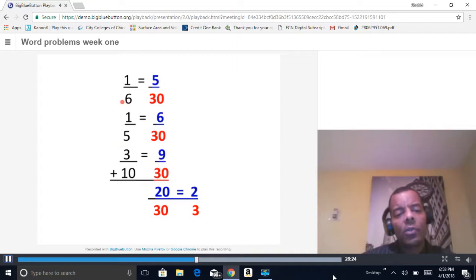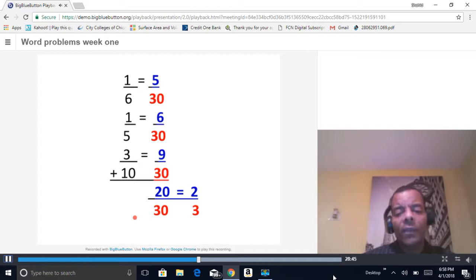To do that, 1/6 is the same as 5 out of 30. 1/5 is the same as 6 out of 30. And 3/10 is the same as 9 out of 30. So now that they're all the same denominator, we can add our numerators. Remember, you don't touch the denominator. We only add the numerators. So 5, 6, and 9 make 20.